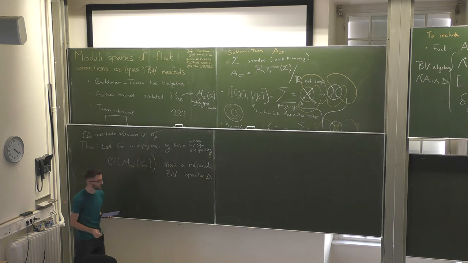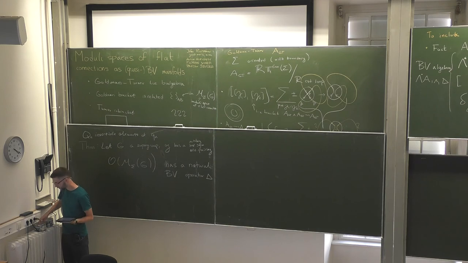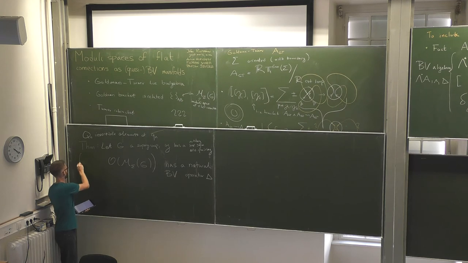Oh, sorry, and here I forgot one thing, that we need G to be unimodular. That's to say, for all X, the trace of the operator at X is zero. This is trace in the Lie algebra itself. But the Lie algebra is a super Lie algebra.